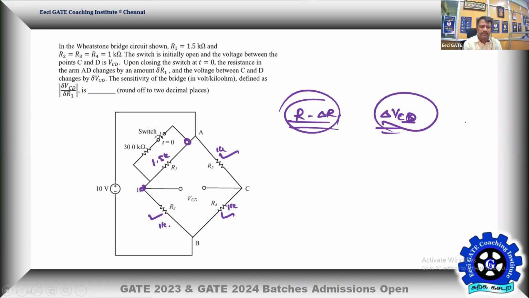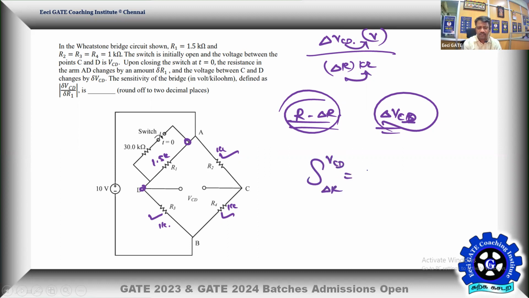Then the sensitivity of the bridge in volt per kilo ohm. That means if delta R is in kilo ohms, how much change in VCD will happen? That is going to be in volts. So delta R should be taken in kilo ohm and VCD in volts. That's the sensitivity, simply VCD versus change in resistance, and that's what we need to find out. It may be positive or negative. Given VCD, I have to take the C point positive and D point negative, as per the convention.